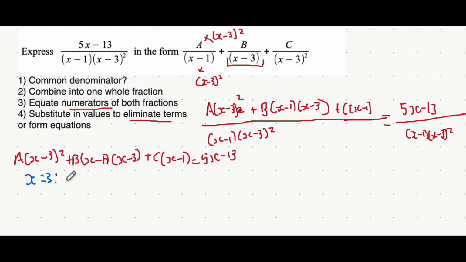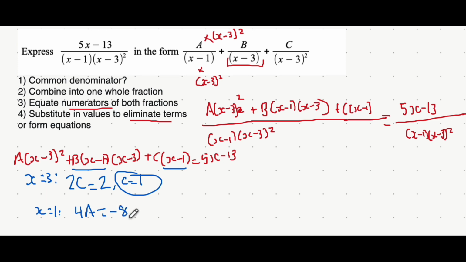3 take away 1 is 2, so we have 2c is equal to 5 times 3 is 15, take away 13 is 12. Oops, sorry. 15 take away 13 is 2. Divide both sides by 2, and that's equal to 1. Great, so we have c equals 1. Let's substitute in another value to eliminate a term. Here we can put in x equals 1, because that'll eliminate the b term, x minus 1 is 0, and also the c term, because x minus 1 again is 0. Now 1 minus 3 is minus 2, all squared is 4, so we have 4a is equal to 5 times 1 is 5, take away 13 is minus 8, meaning that a itself is equal to minus 2. Perfect, so we've got a and c.